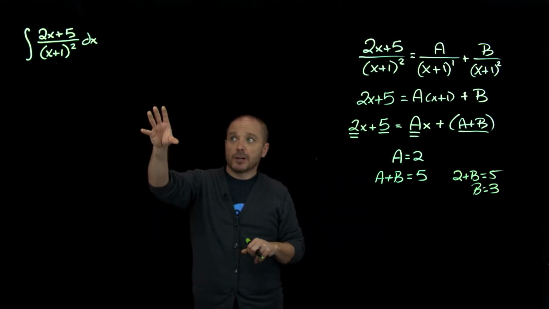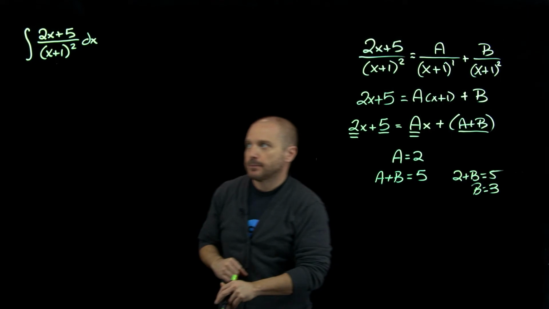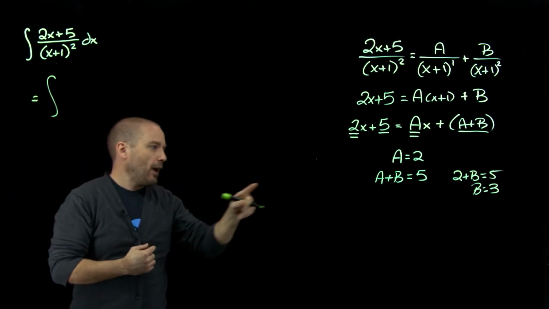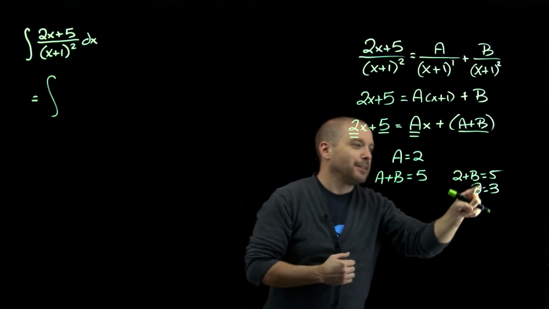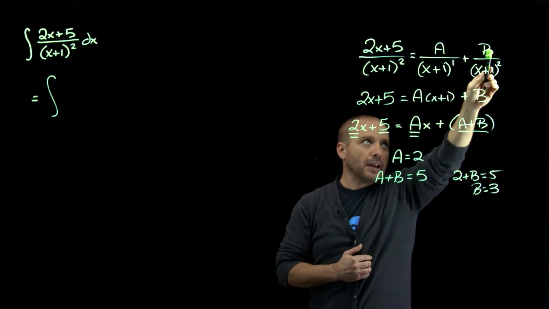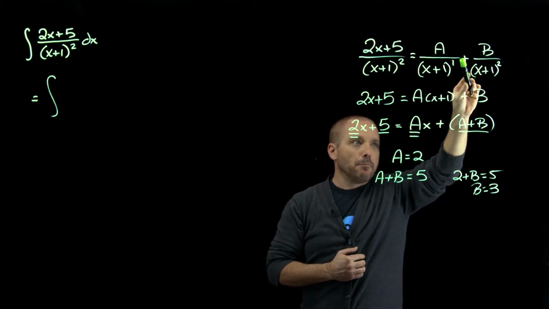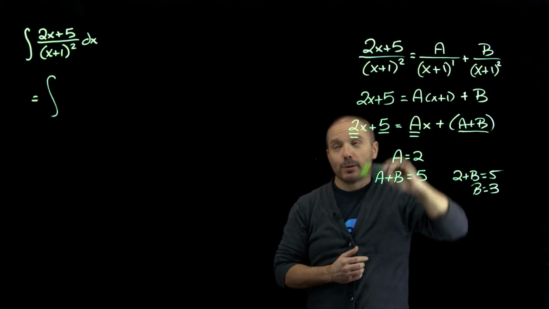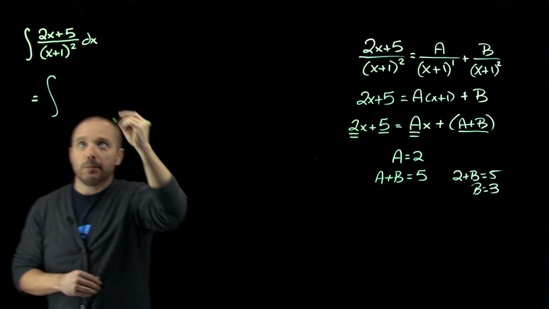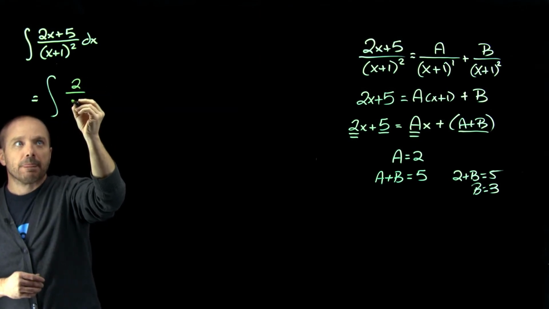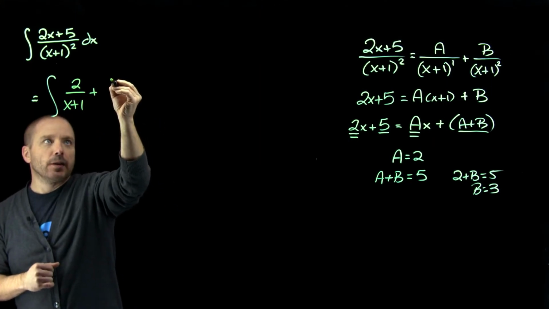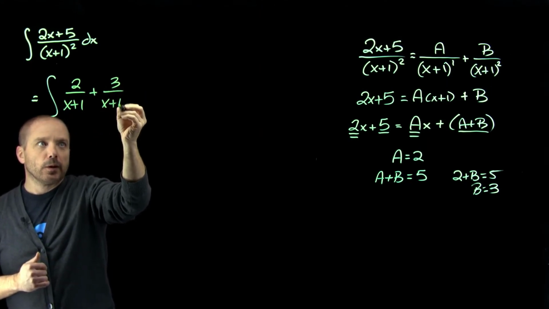OK, so returning to our problem, this was just to break it up. So what do we have? Make sure you put these in the right spot. You know, there's really nothing special about what you want to name these. That could have been A and that could have been B. But whatever you get, make sure you put them back in the right place. So A is 2, and A was what I called the number on top of x plus 1. And b was 3, which was what I called the number on top of x plus 1 squared.